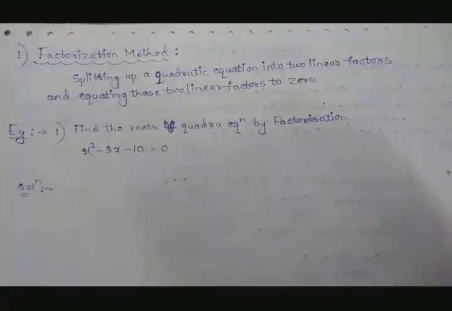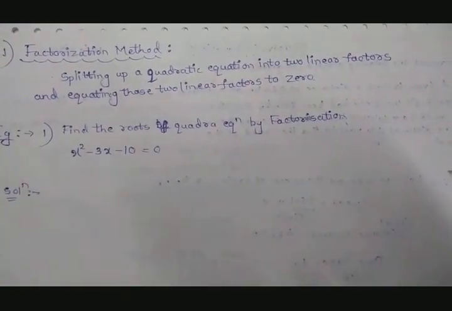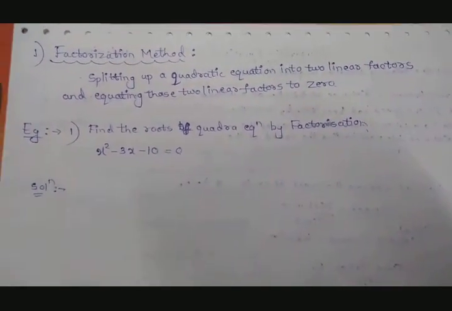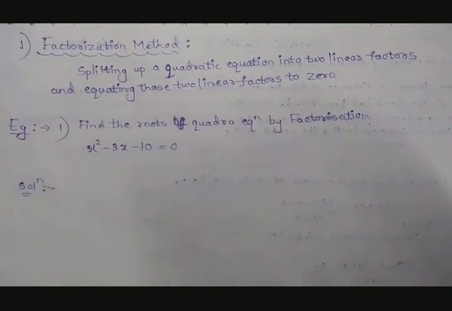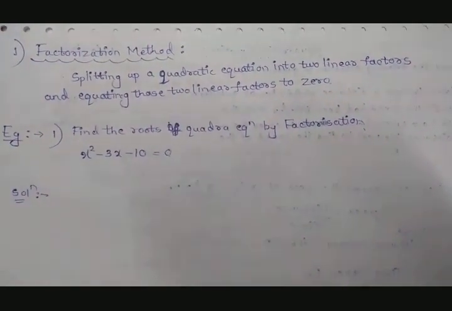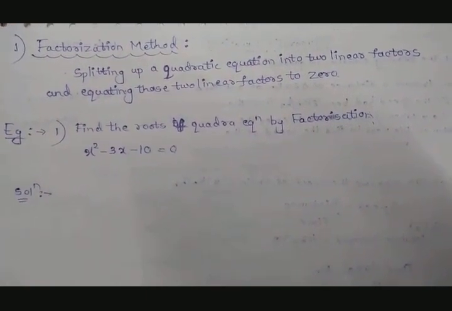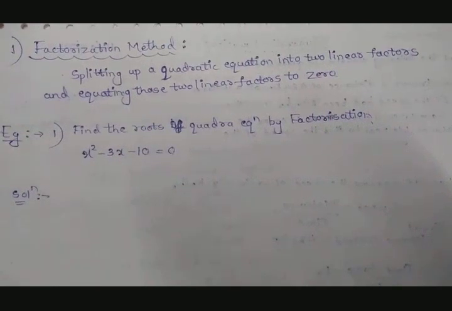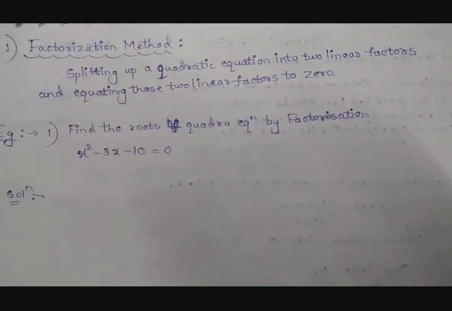So now we will be studying the factorization method. Factorization is splitting up a quadratic equation into two linear factors and equating those two linear factors to 0 so that we can get the values of the variables. You are already familiar with the factorization method from the polynomials chapter that you studied in your 9th class. So we shall proceed now to the problems.